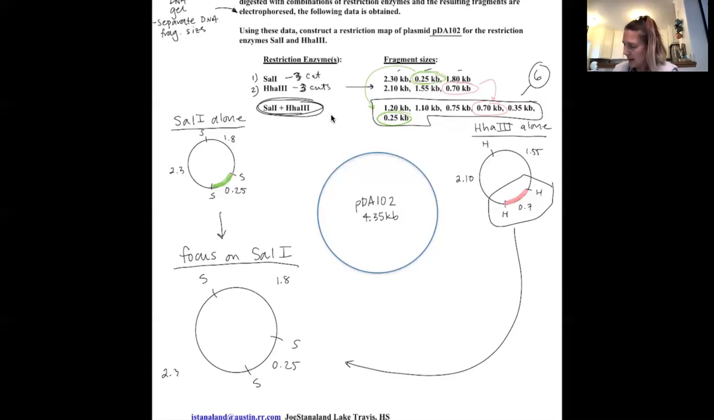So let's say I want to put my HHA site here, right? And we know that's 0.7. So what I can do is take 2.3 minus 0.7, and that gives me 1.6. So can these two regions add up to 1.6, right?